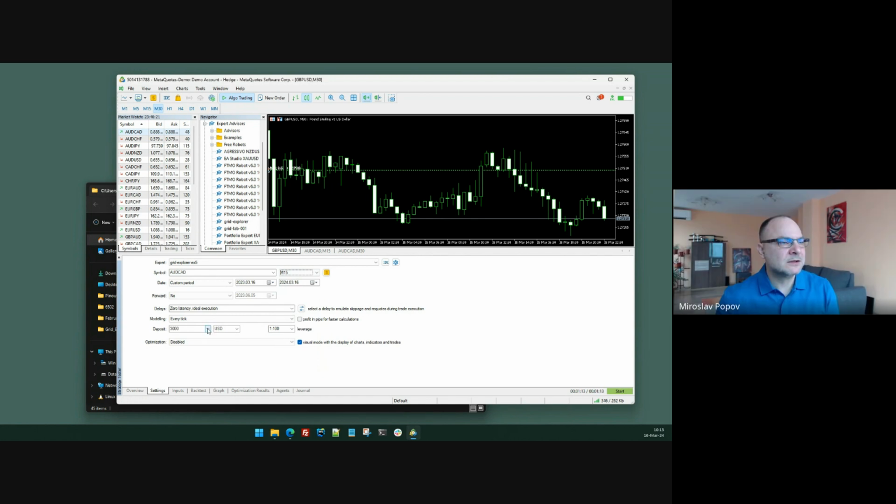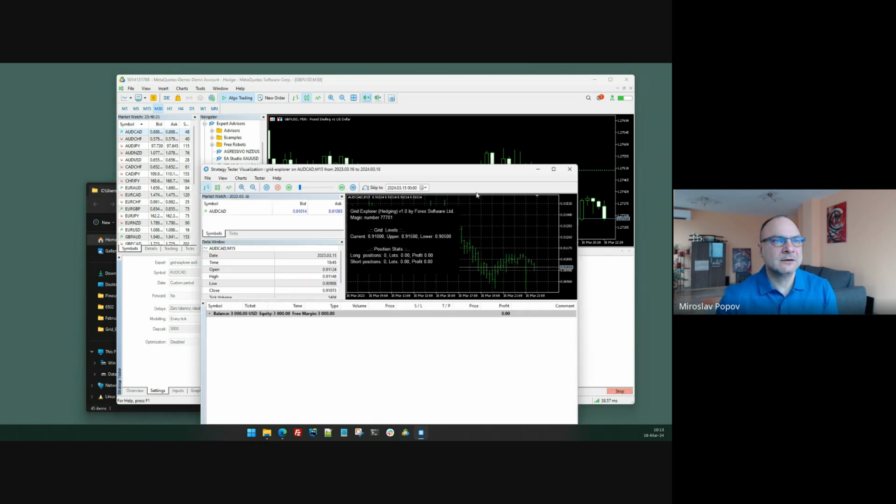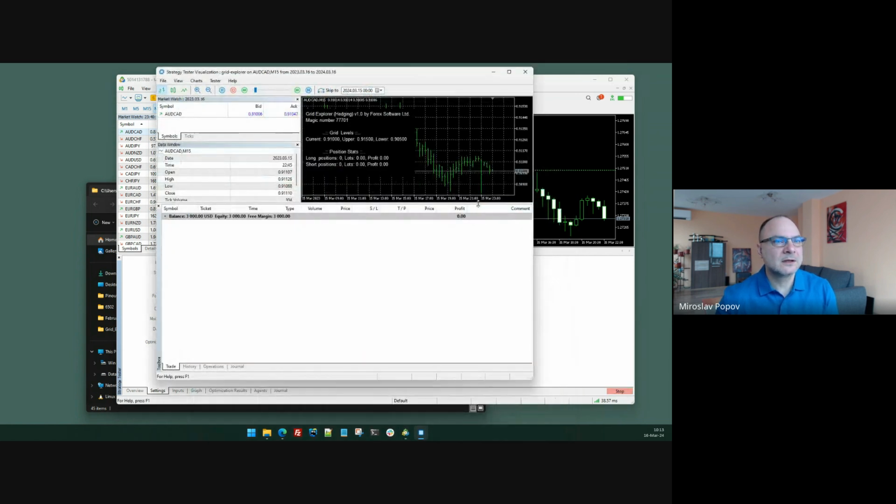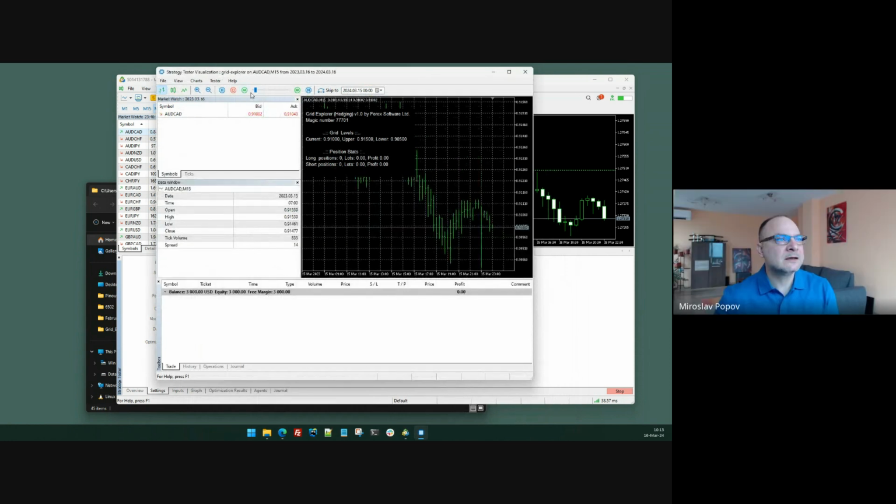And for the deposit, we will speak about that. I will start from $3,000. Okay, let's start. Now we use visual mode. Visual mode will show an additional screen with the backtest and with the orders. When you do a backtest in order to see the graph and the result, you don't need visual mode, but I will have it now. So I started the robot. Here is the speed of the backtest. Now, let's pause for a moment.